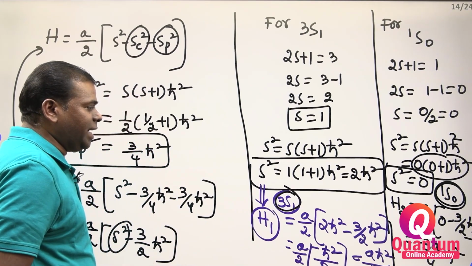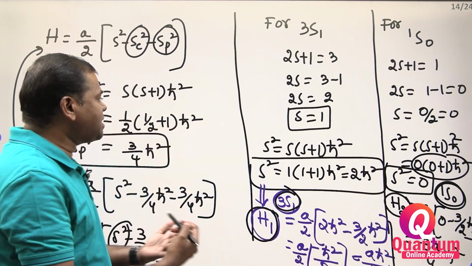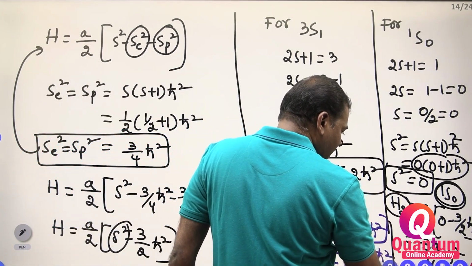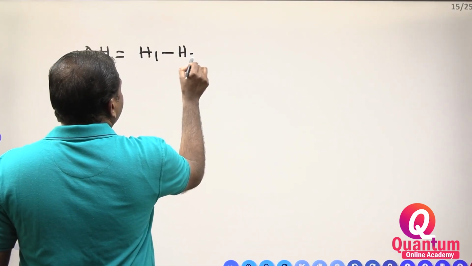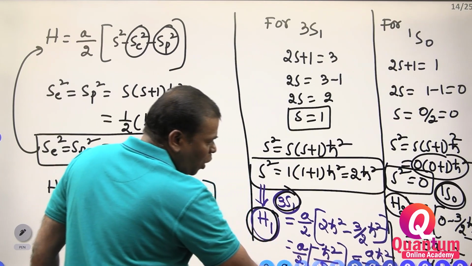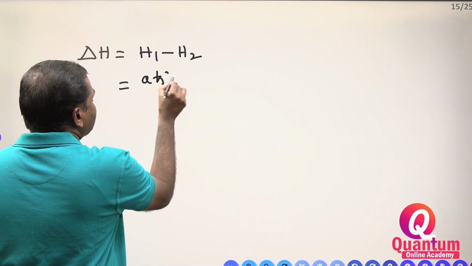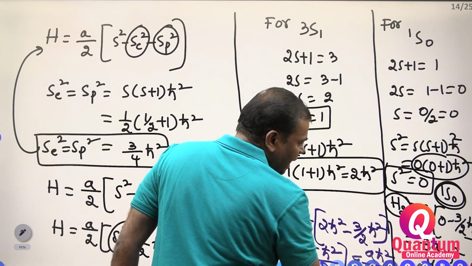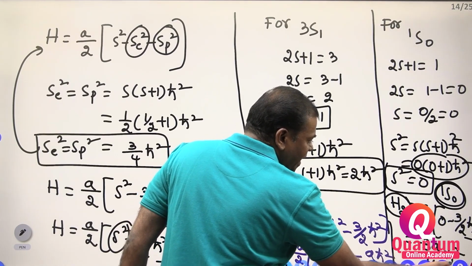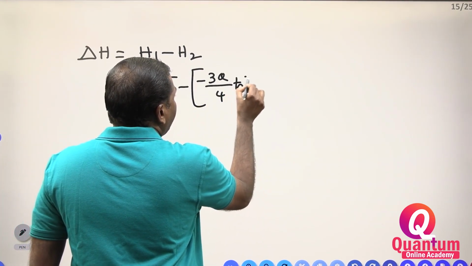Now we have to calculate the splitting between H1 and H2, delta H. How do we calculate delta H? Delta H is equal to H1 minus H2. H1 is equal to A H cut square by 4, minus H2, and H2 is equal to minus 3A by 4 into H cut square.